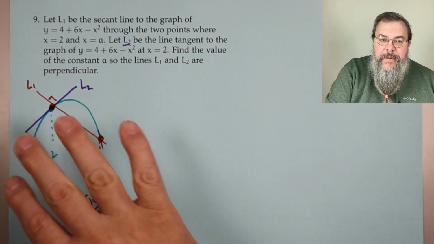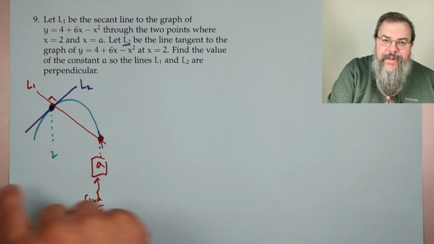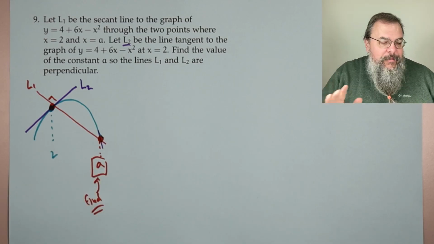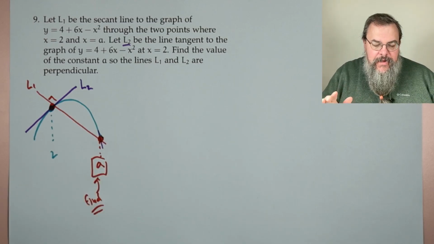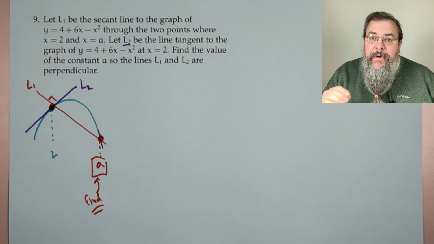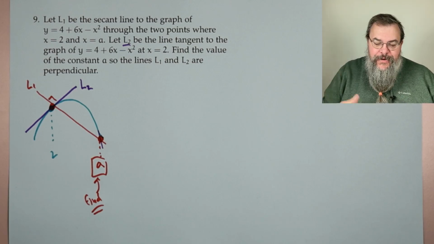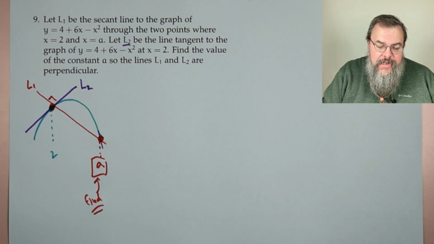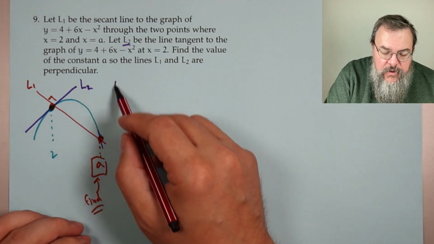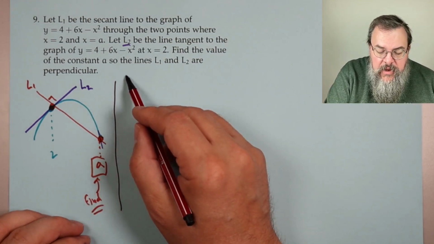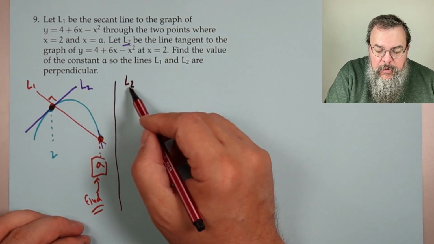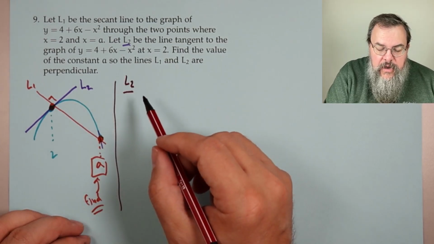Now, my picture might be wrong. It might be that A is again negative. I just want to make sure I understand what's going on. That's why I draw a picture. Even a bad picture can be useful for understanding what's going on. So let's figure out some key things. For L2, we're interested in a tangent line. So in particular, if we want to find L2, we would do what?